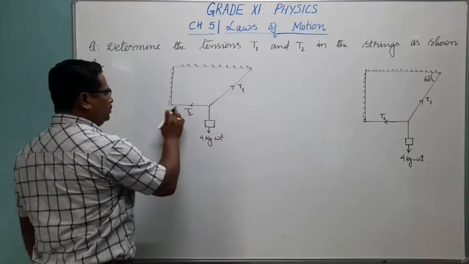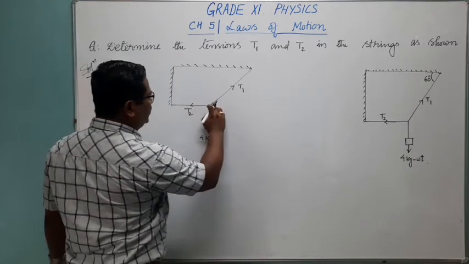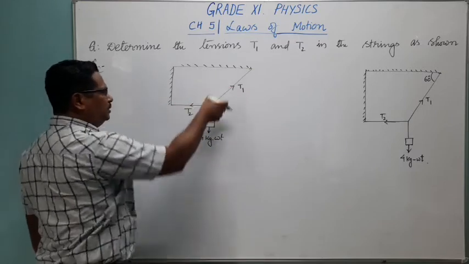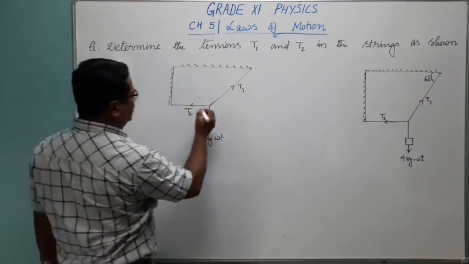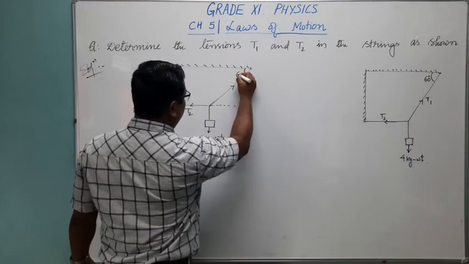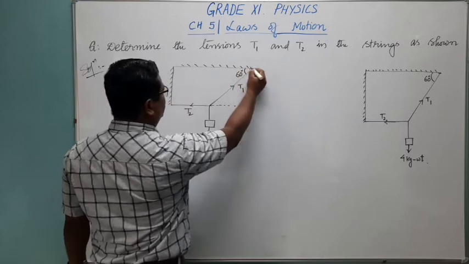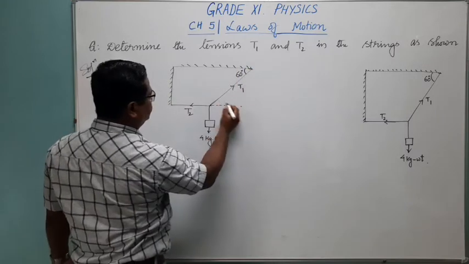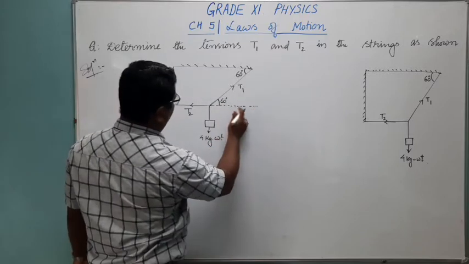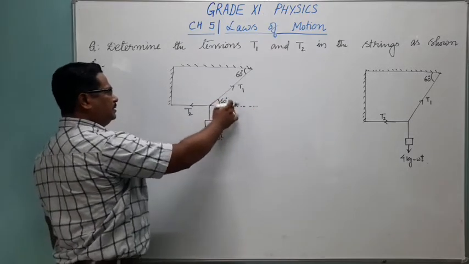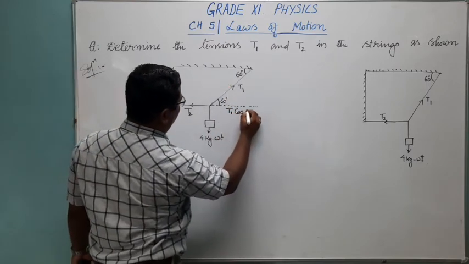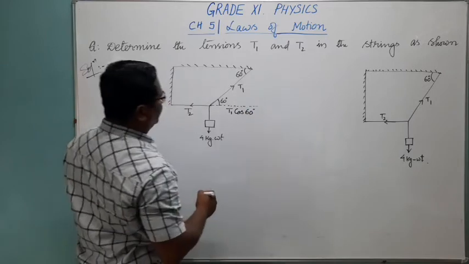Now this one, T2, is already in the horizontal direction. T1 is not in the horizontal direction nor in the vertical direction. So you need to resolve this T1 first. Here the angle at this region is 60 degree between T1 and the ceiling, so this angle also will be 60 degree. If you resolve it, this is base, this is hypotenuse, so this one will become T1 cos theta. Cos theta is defined as base by hypotenuse.